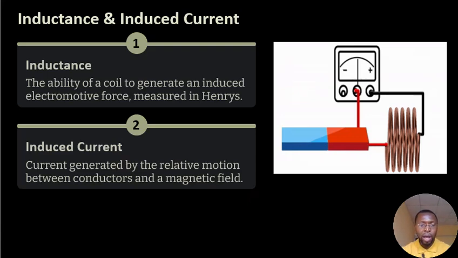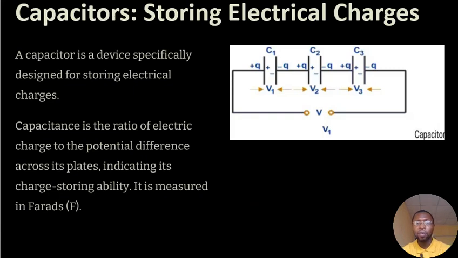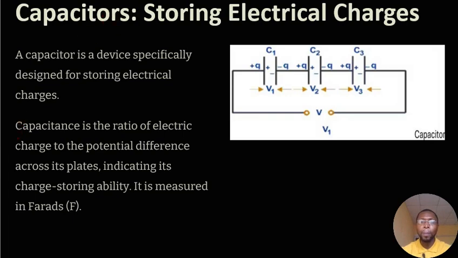Okay, having said that, we now look at another device in electric circuits that's known as the capacitor. The capacitor also stores charges. Okay, the capacitor stores charges while the inductor stores its own energy in the form of a magnetic field. But the capacitor stores its own charge in an electric field.